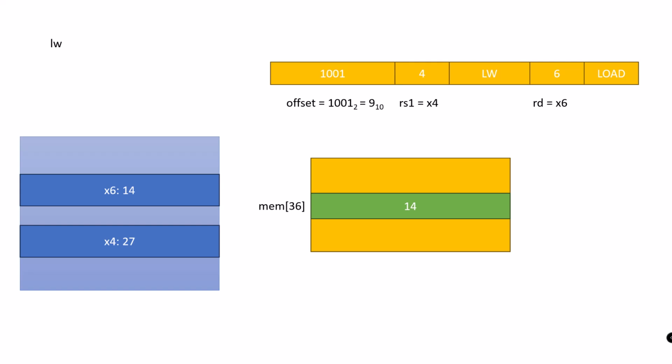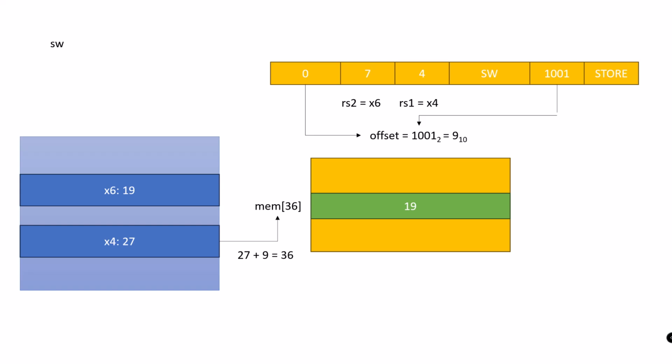In this case, the source register is x4 with a value of 27. The offset is 9. We add together 27 and 9 to get a location 36. We then fetch the contents of location 36 from memory and put them into register x6.